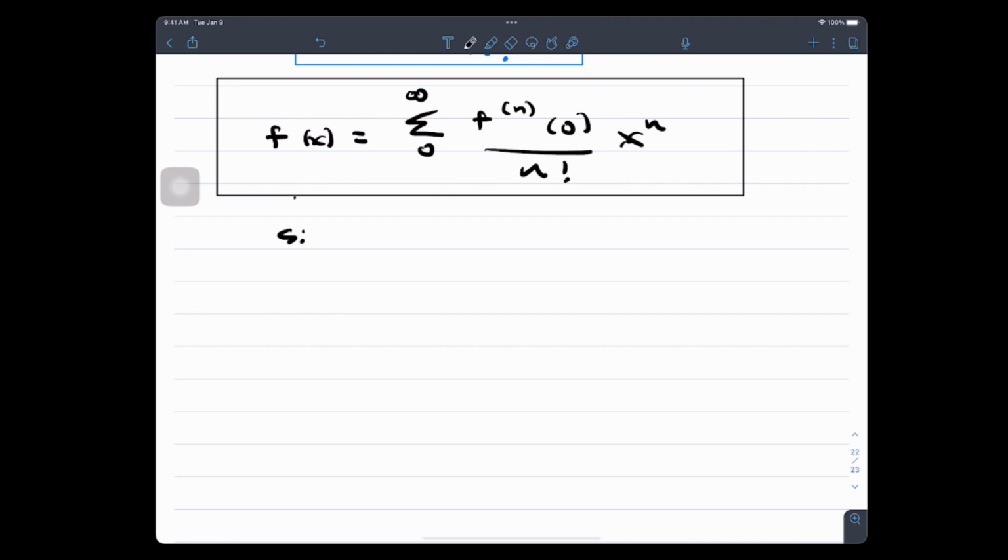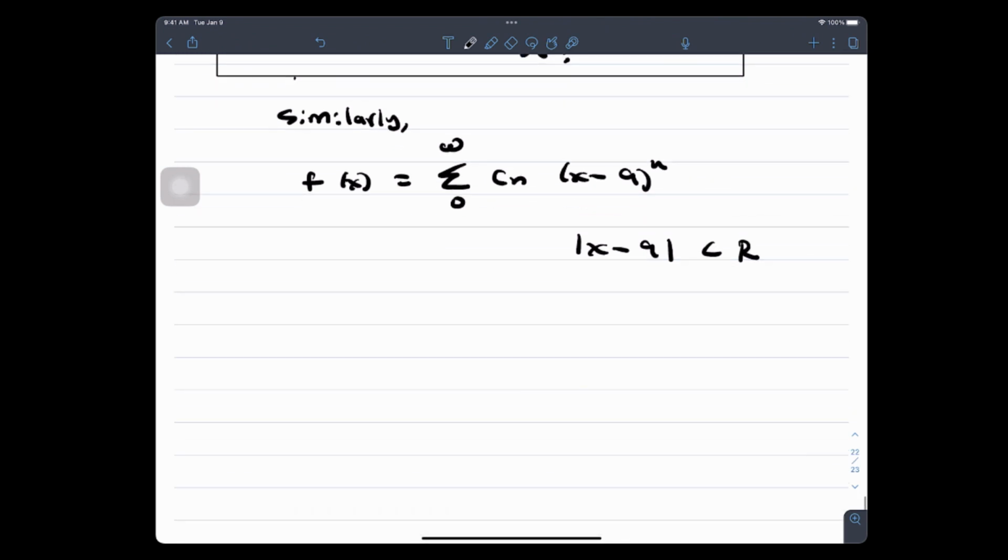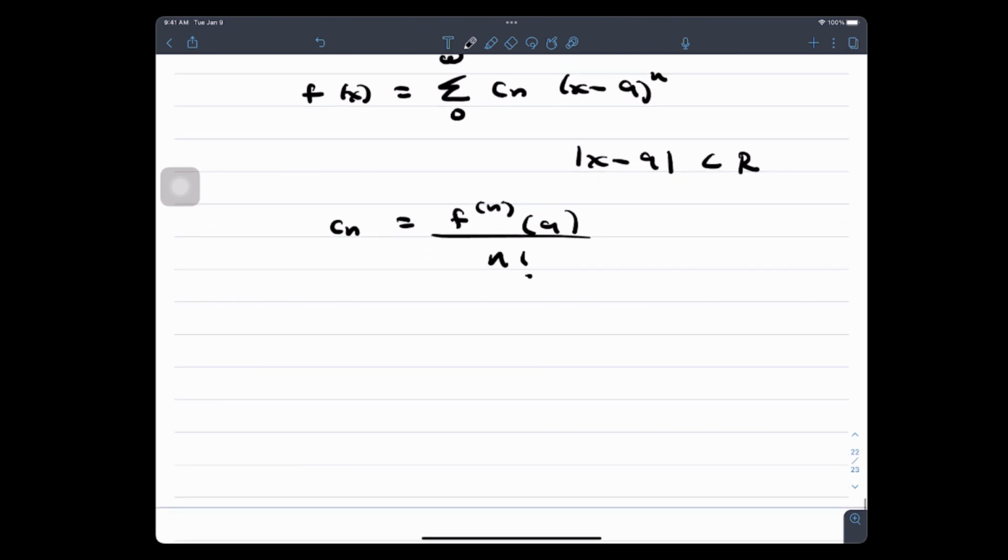Similarly, and I know we're out of time, but we're going to see the examples tomorrow. If you have your function around a, remember the general power series definition around a. What you can see, and this is where they're going to give you the x minus a less than R, you're going to get, with the same exact process, Cn being the nth derivative evaluated at a over n factorial.